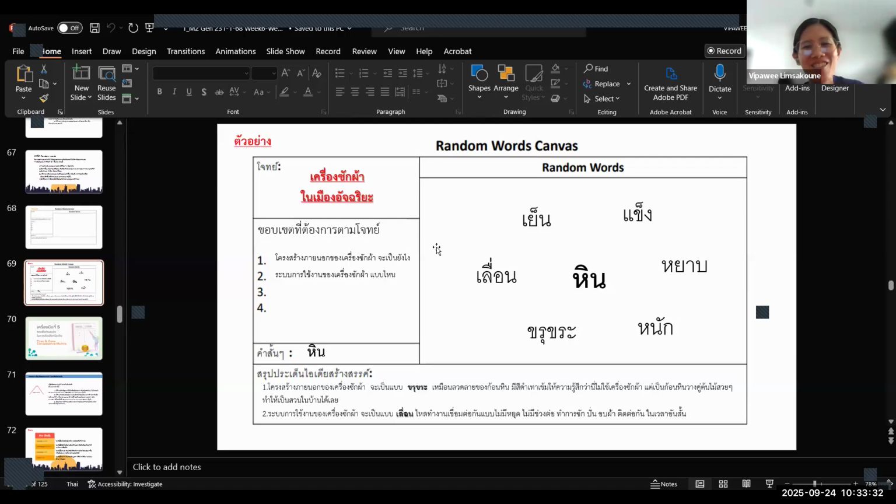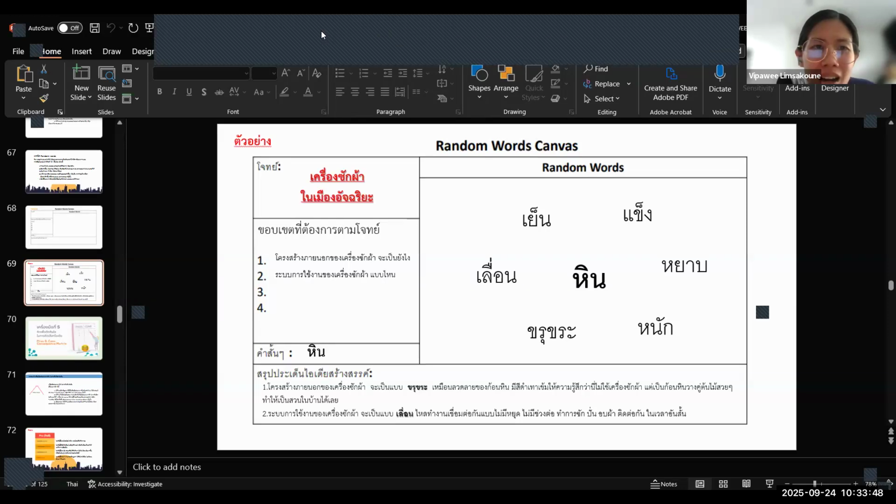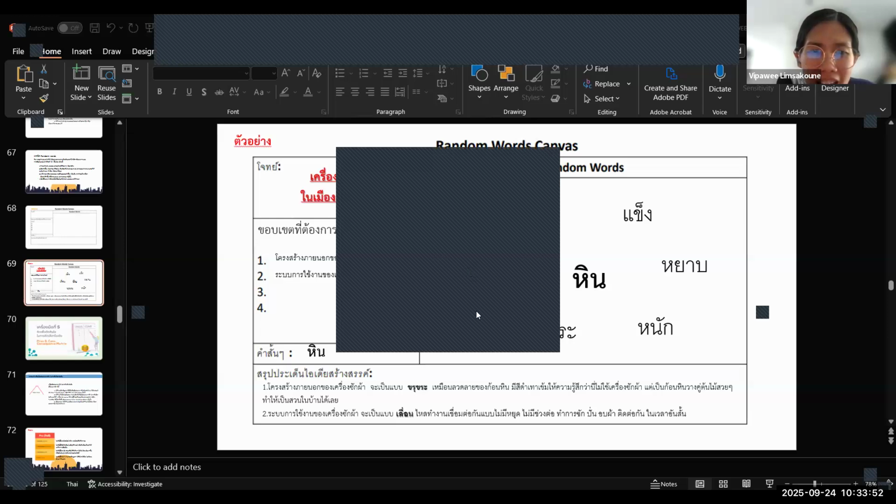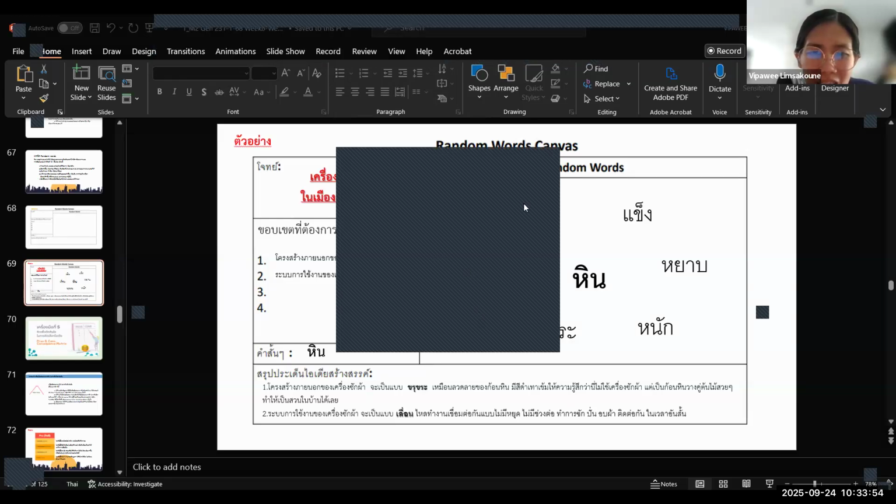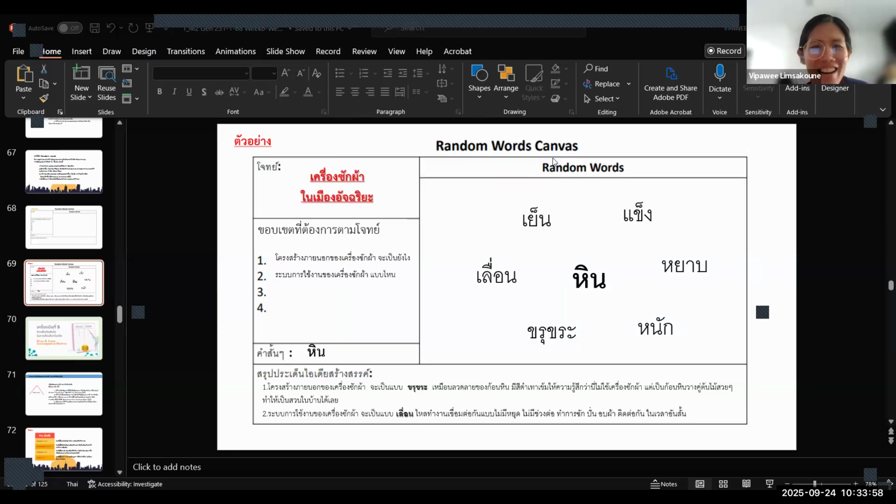Any question regarding random word before I move on? I want to make sure everyone is on the same page with the process of using the tool first. I don't see any hand yet. Okay, so I assume you understand.